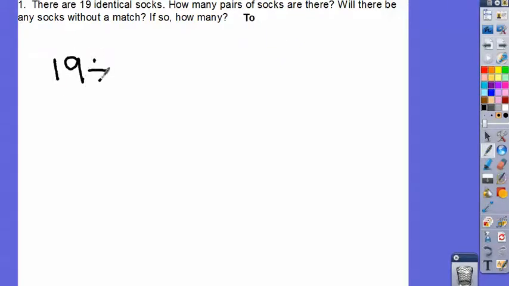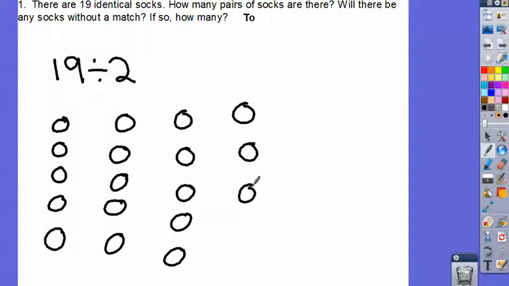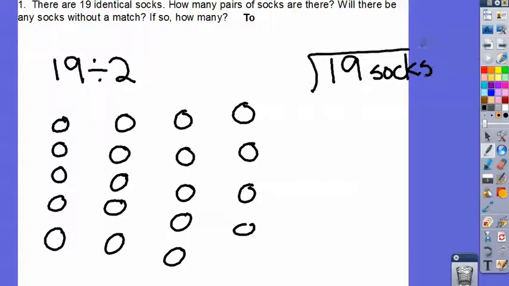So 19 divided by 2. And if we wanted to draw our pictures, I'm going to go in columns of 5. There's really no rhyme or reason to what I'm doing except that 5 is just a nice easy number. And then that last column is only going to have 4. So I got 5, 10, 15, 16, 17, 18, 19. So 19 is how many socks I have. I'm dividing by 2 socks per pair.